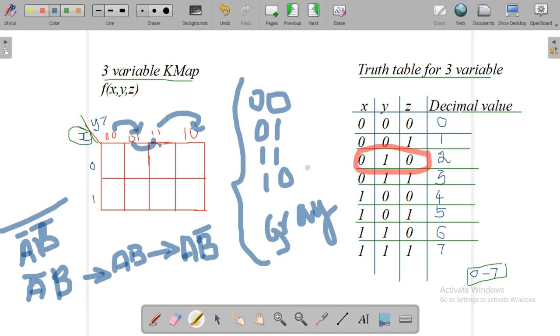Actually this 0 0, 0 1, 1 1, 1 0 binary code is known as gray code. And what is gray code? Gray code is the binary code in which each successive number differs only in one place. Here only one place is changing, so this is known as gray code. That's why the K-map box numbering scheme 0 0, 0 1, 1 1, 1 0 is based on the gray code. Clear?